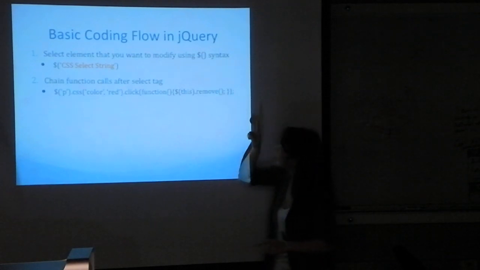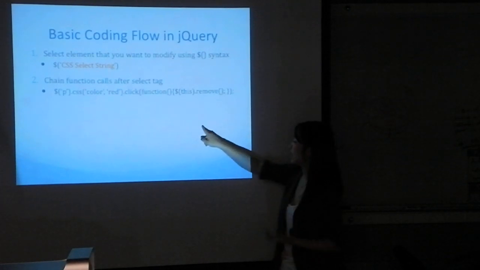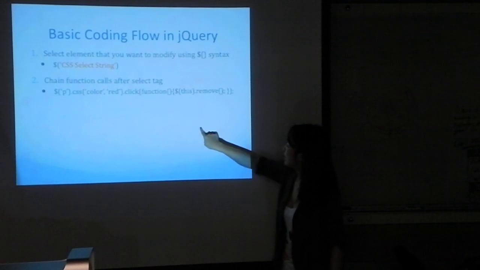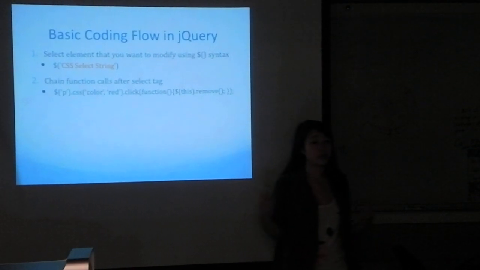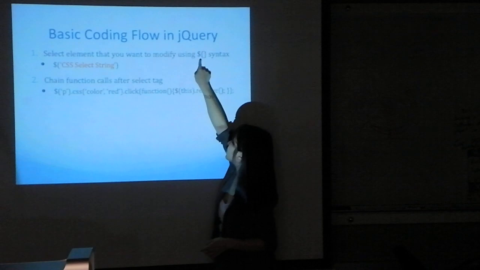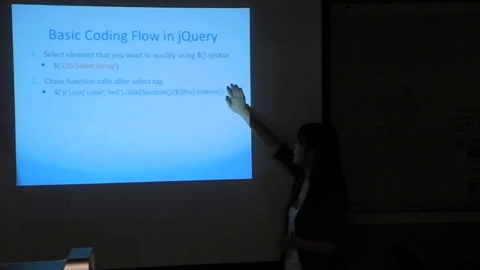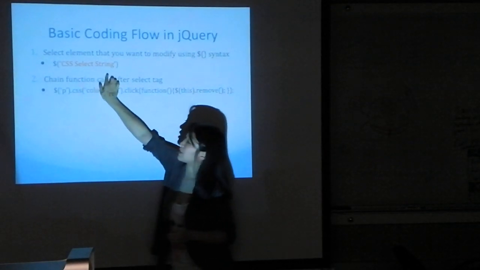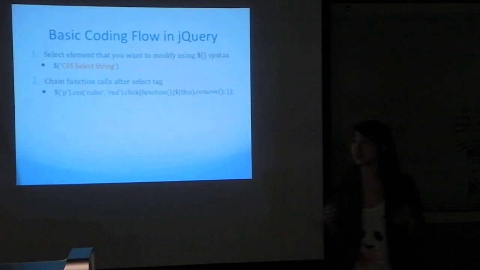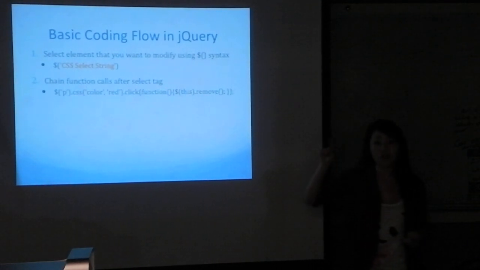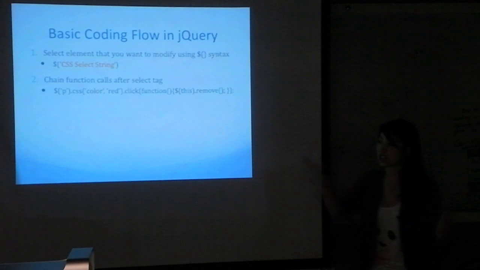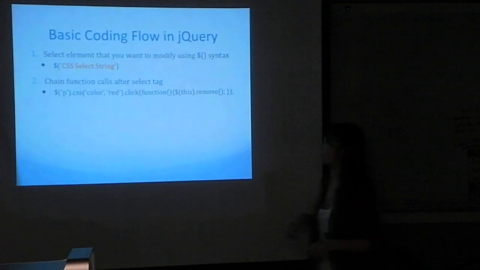Except instead of how you have in a CSS file, where you have some selector and then curly braces denoting the body, you would instead select it using this dollar sign and paren syntax. You put the CSS selector string in here, exactly like you would select in CSS, using the dot for class or hash for ID or just the plain name for HTML element names.